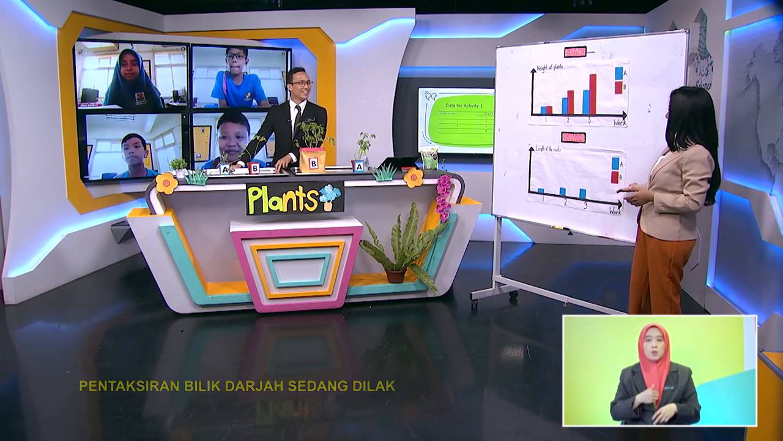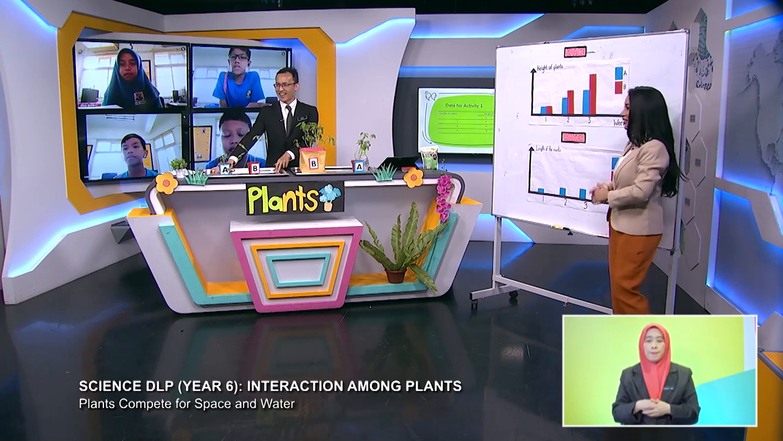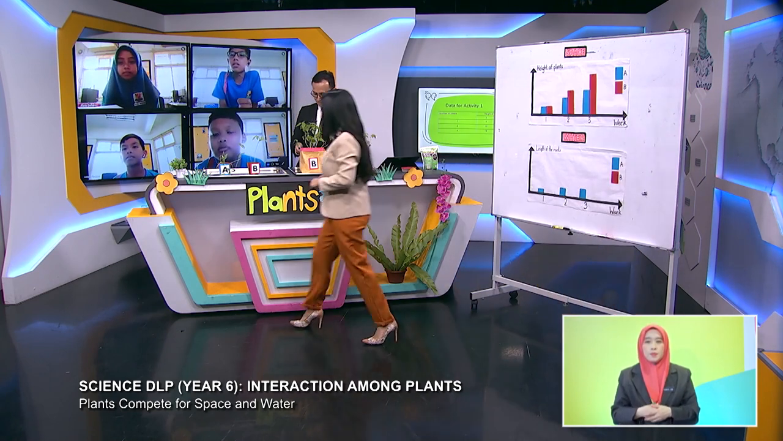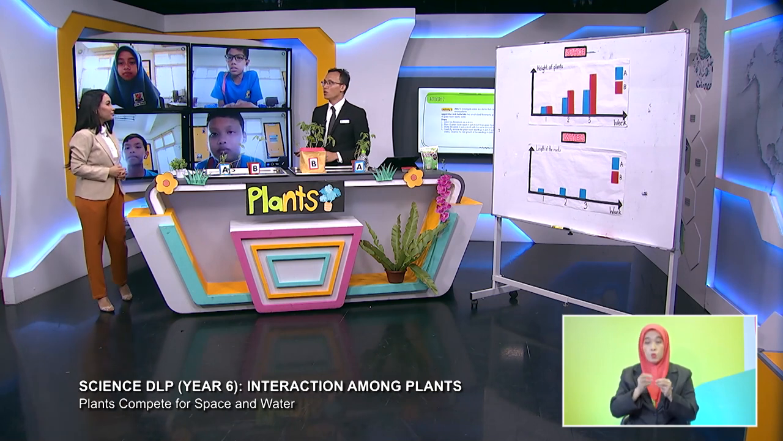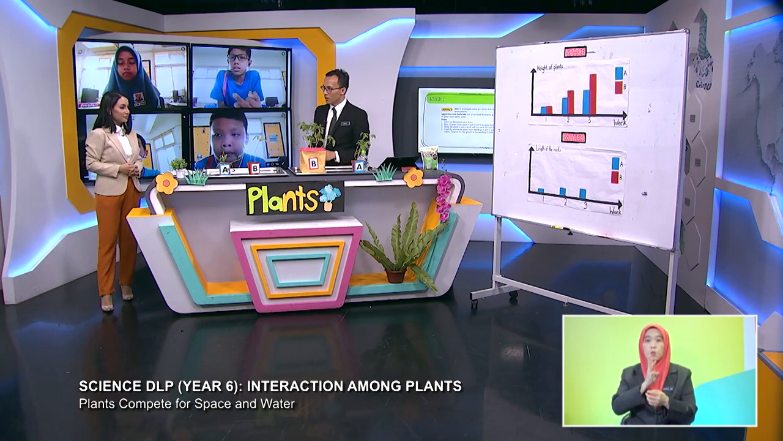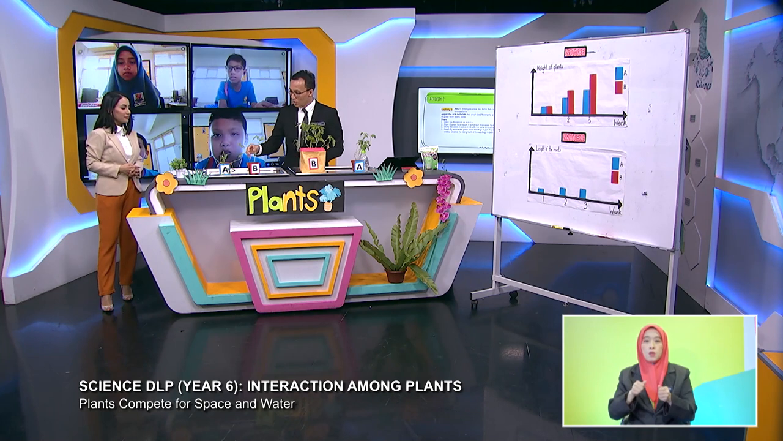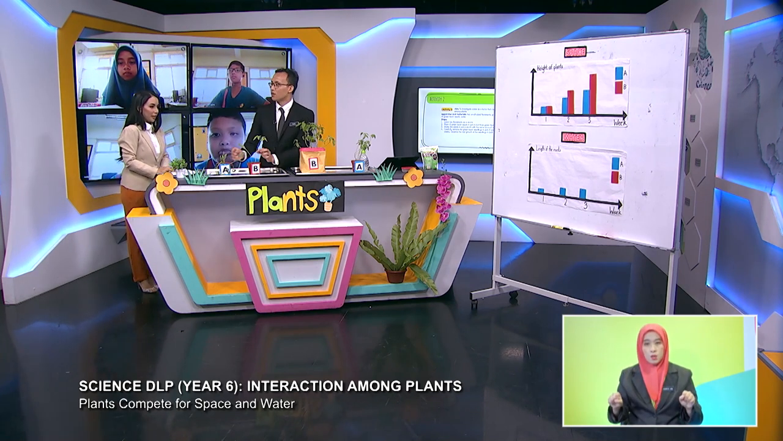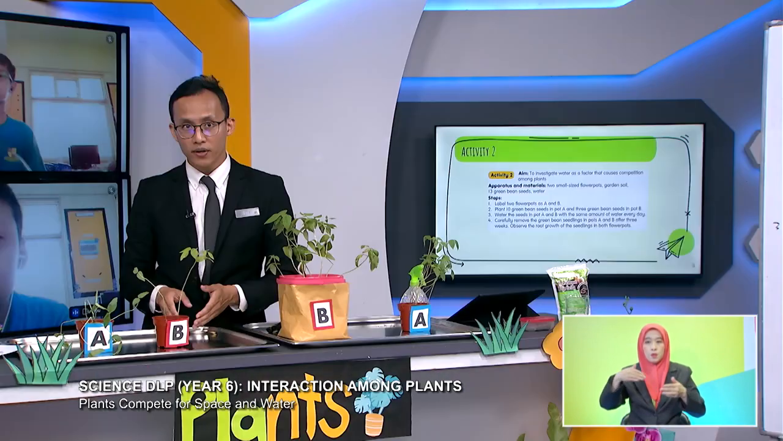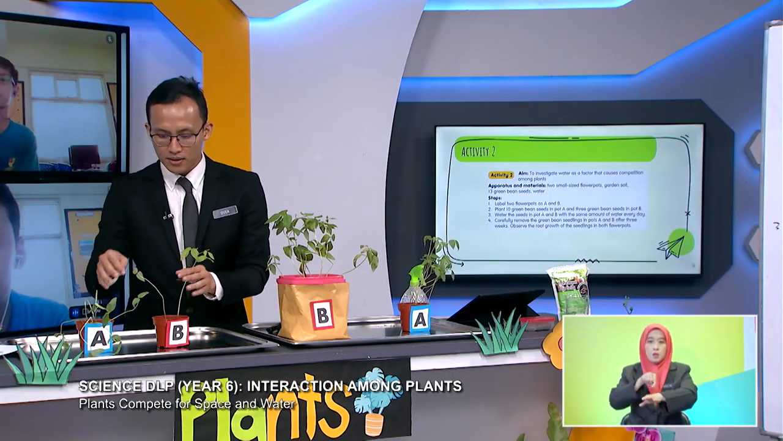Very good. Now let us move on to our next experiment. Shafika, I need your help here. Sure. I'll go back there. So the second one is about competition for water. In this activity, we will need two same-size pots. Inside we have garden soil, and the difference is the number of plants.